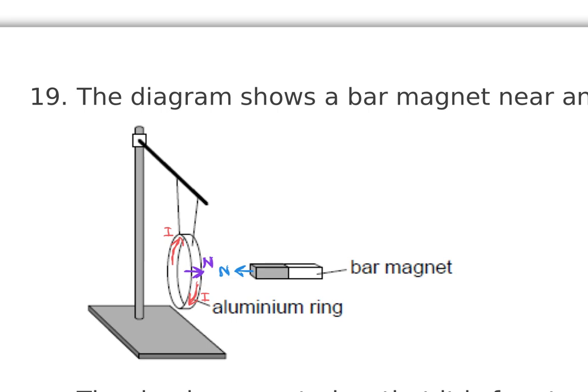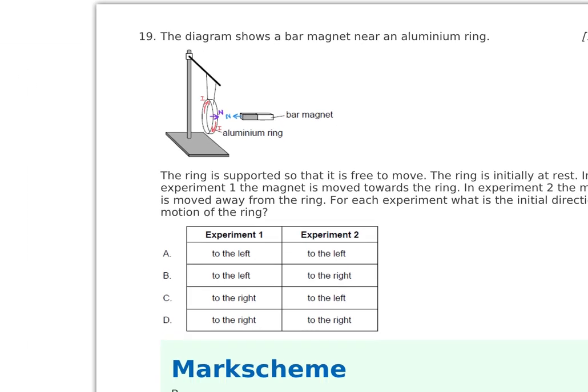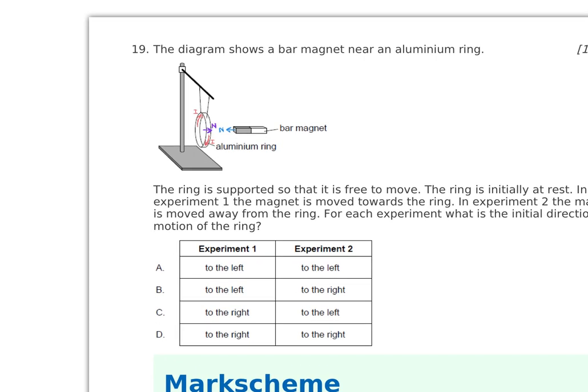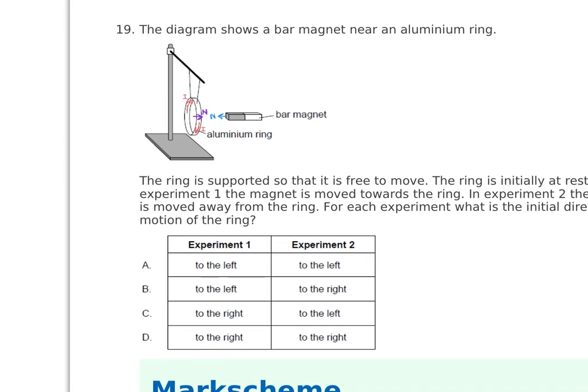With the current, like so. It doesn't ask about the current, but I just figured I would draw that in anyway. So it makes an opposing magnetic field to oppose that increase in flux. Well, if I have an incoming north pole and the induced magnetic field has a north pole pointing the opposite direction, that's going to be a repulsion. And so if the bar magnet repels, the ring is going to swing to the left at first.